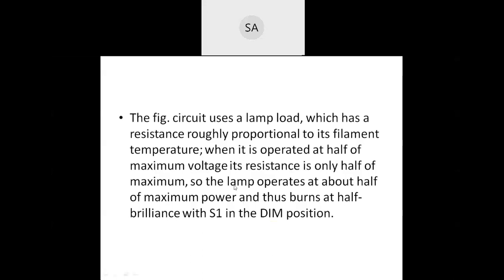So whenever it is in the dim position, the lamp operates at about half of maximum power and thus burns at half brilliance with S1 in the dim position. So only half of the maximum power will be consumed. When it is operated at half of the maximum voltage, its resistance is also only half of the maximum load.